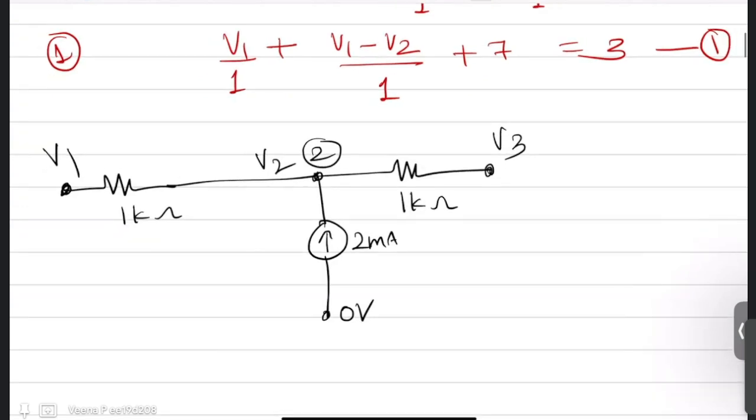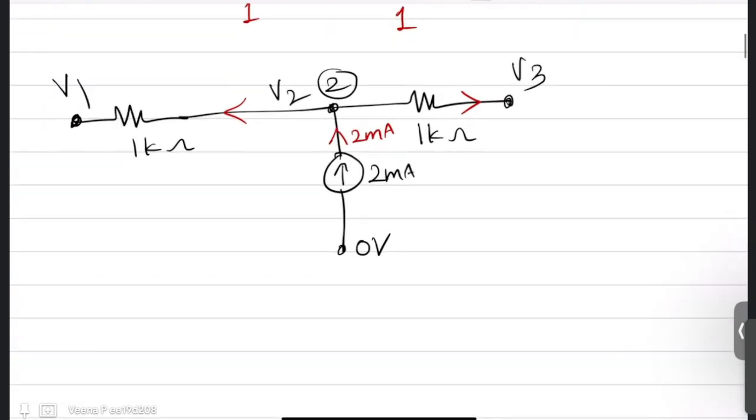Now you assume the current directions. I am assuming all are outgoing. Sorry, this I cannot assume because this is already 2 milliampere incoming. Now this current is also outgoing. So now my outgoing currents are V2 minus V1 by 1. You can stop me whenever you feel doubts or if I am doing something wrong.